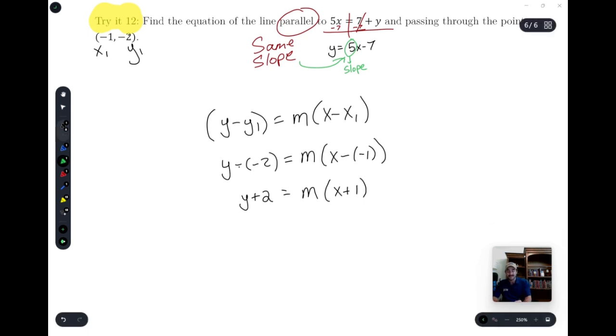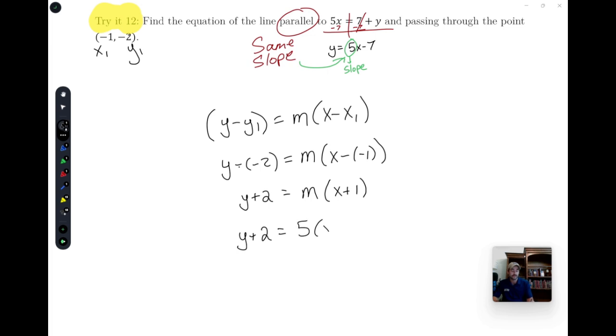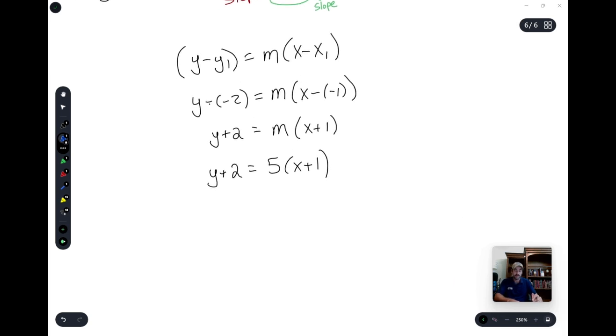So I'm going to hop down here. I'm going to take that 5 and plug it right in for m, which is the variable that stands for slope. And so now I've got an equation for a line. I've answered the question. This is point slope form.